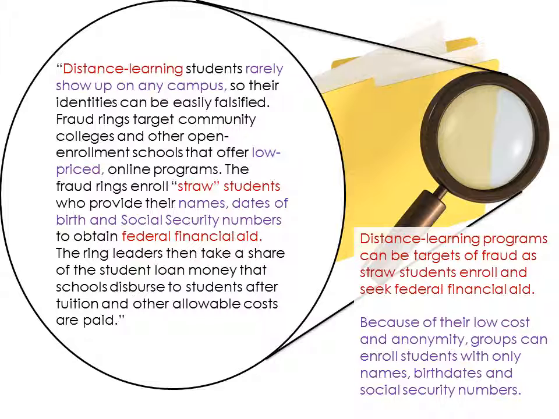When we look at the second one, we can see a similar pattern, right? We can say that low price, low cost, very similar. Rarely show up to campus with this idea of anonymity. Groups can enroll. Well, basically, that last list is almost exactly like it is in the original. So, far too many cases of same words.